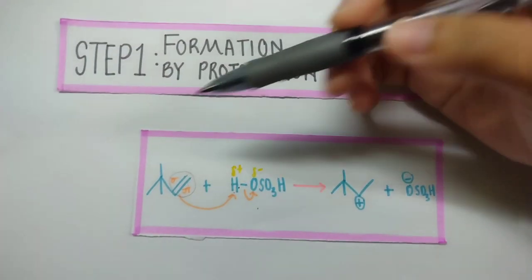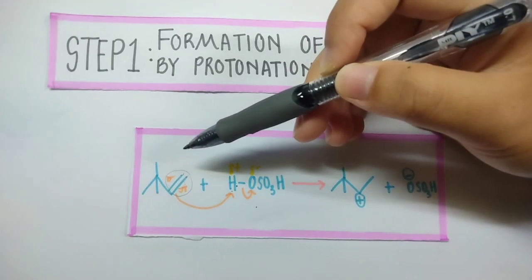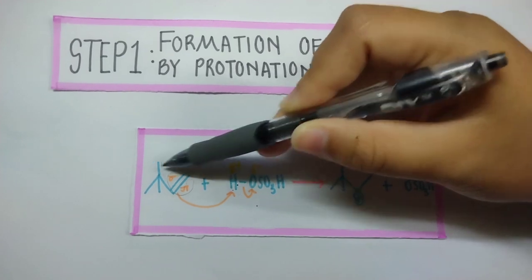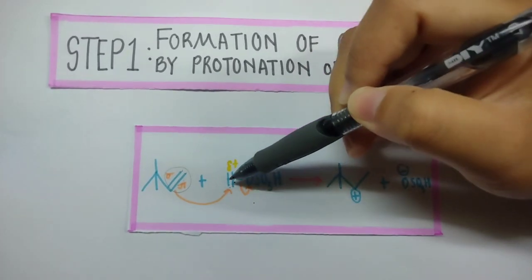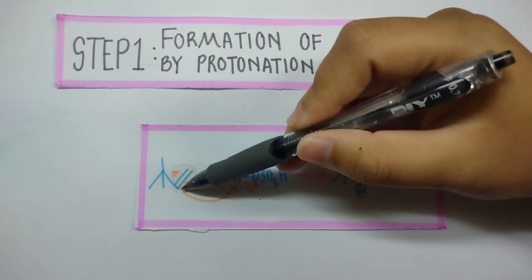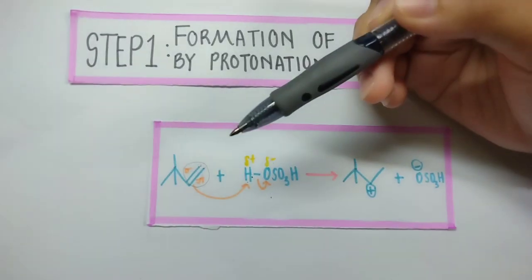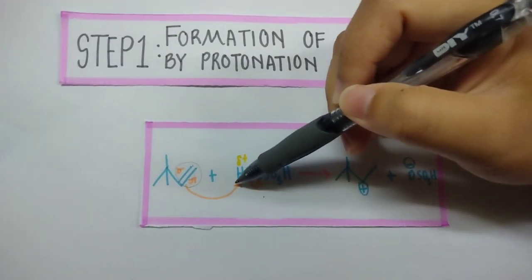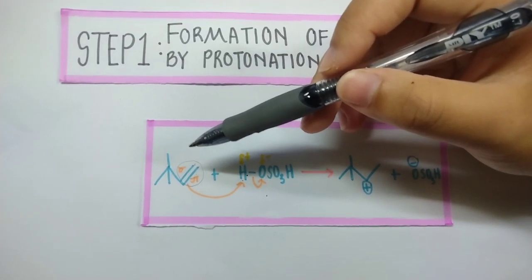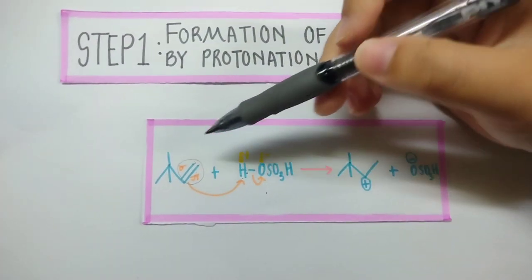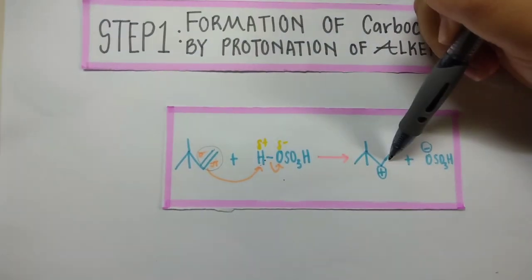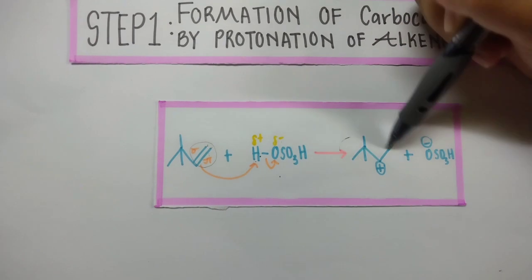As we know, in a single bond there are 2 electrons. So the two pi electrons from this compound will attack one of the hydrogen atoms of the H2SO4. We have to draw the curved arrow to show the nucleophilic attack. As a result, the pi bond will be broken, like this product.